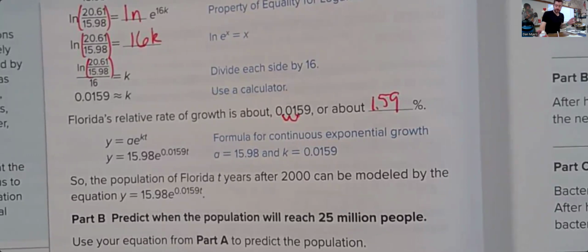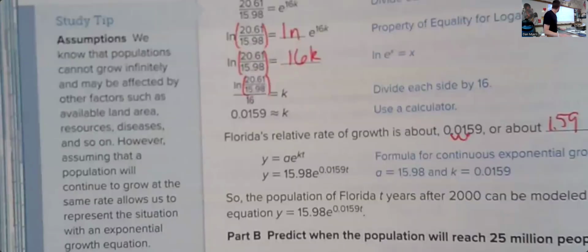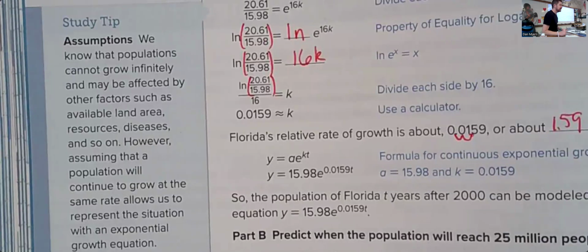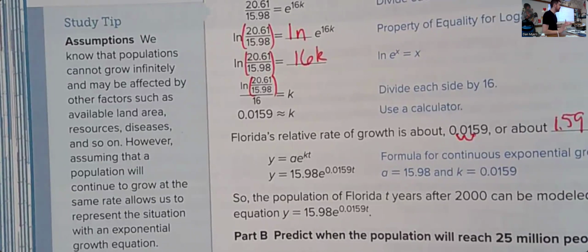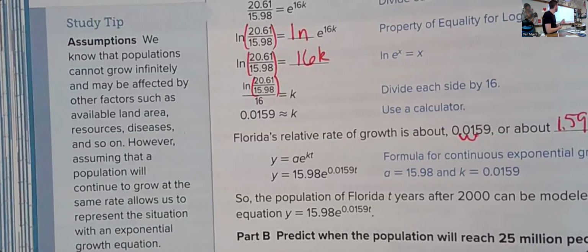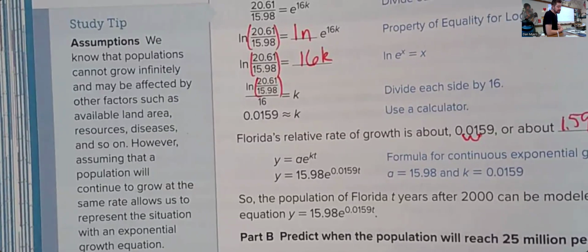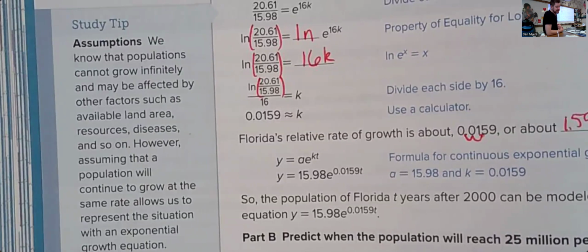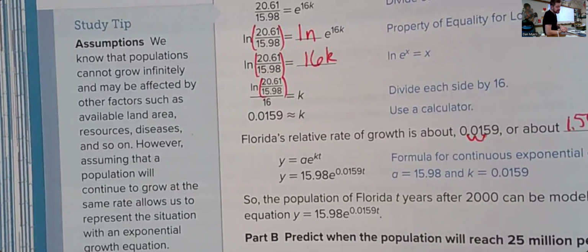Now, there's a note off to the side here, and I do want to mention this because it says that there are some assumptions here. We know that populations cannot grow indefinitely, right? Populations will grow at times and sometimes populations shrink. Within those growth and shrink timelines, you can estimate a general rate of increase or decline, but those factors could be affected by land area, resources, diseases, and so on.